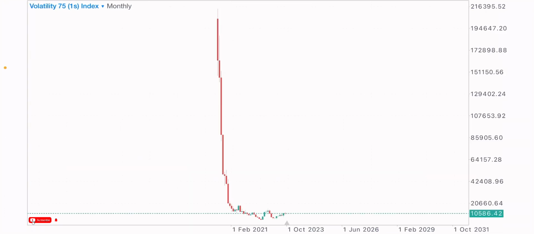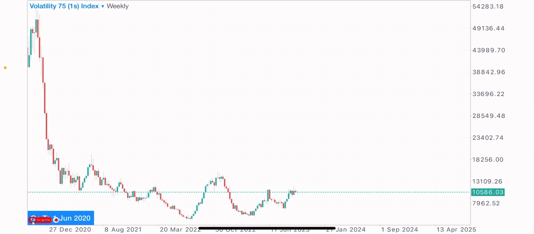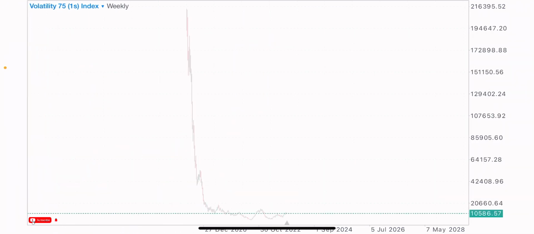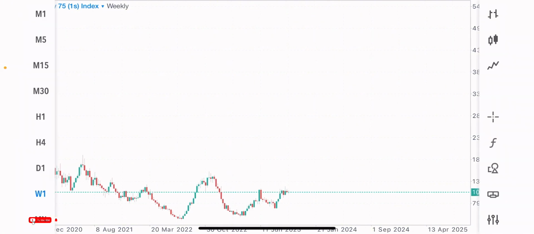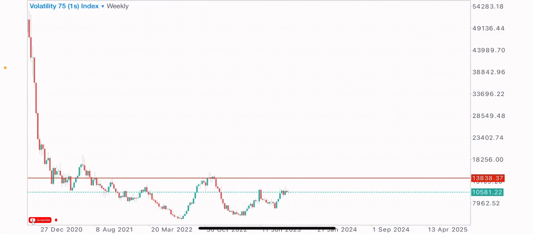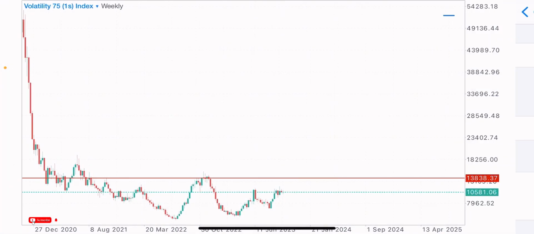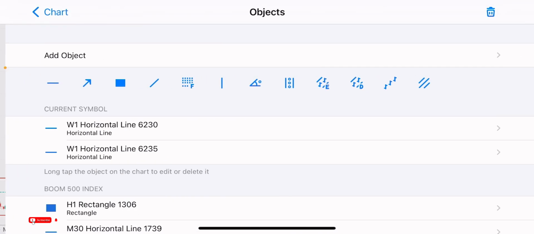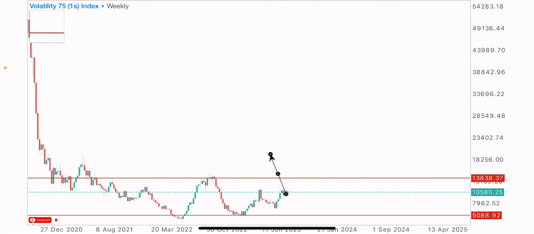It can be the monthly time frame, right? It can be a weekly time frame, and it can be the daily time frame. Here I'll be starting from the weekly time frame on 75 1s index. So on this index, you can tell that this market has been at a zone. Basically, it's been ranging, creating equal highs and equal lows. We got the lows at this point, right? And we got the highs at this zone. We got the highs at this zone.